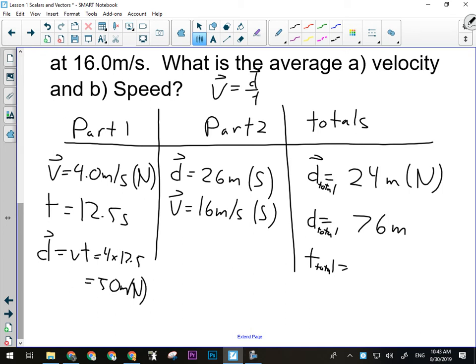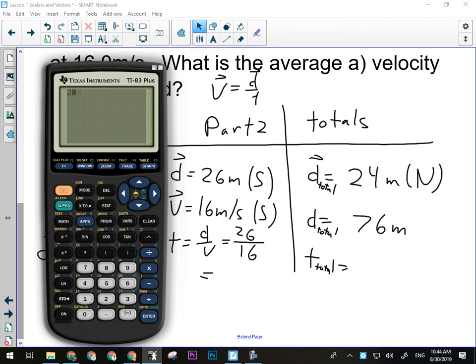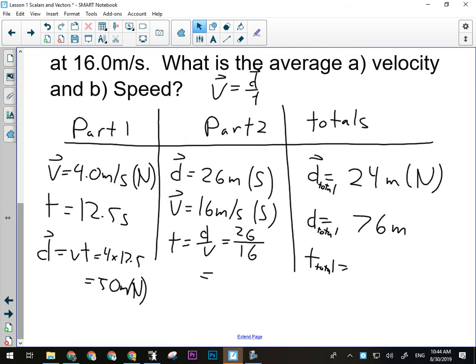The last thing I need to find is time. So I've got to find the time for part two. t equals d divided by v, so that'll be 26 over 16, which is 1.625 seconds. Now I'm going to calculate my total time by taking the 12.5 and adding the 1.625, so I should be looking at 4.125, or sorry, 14.125.